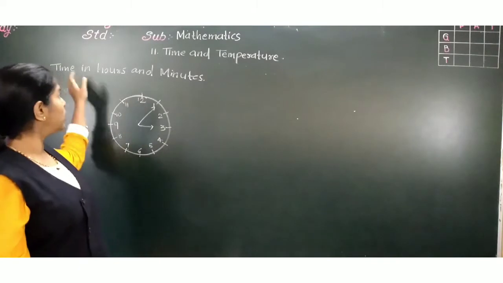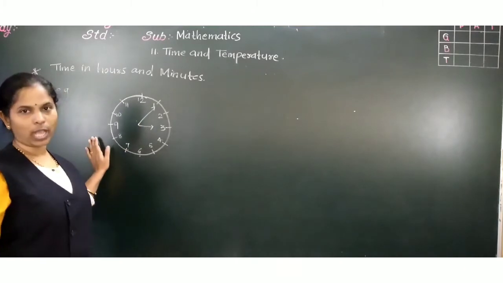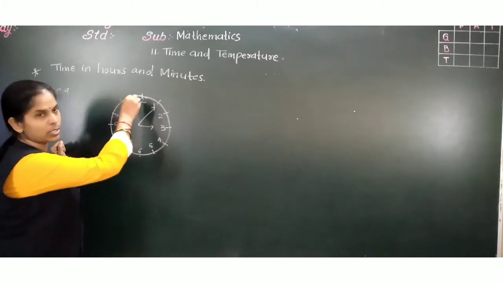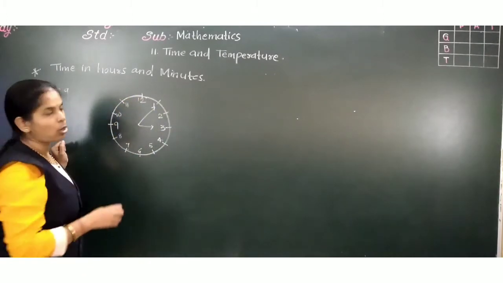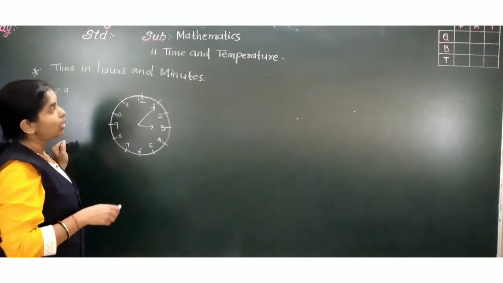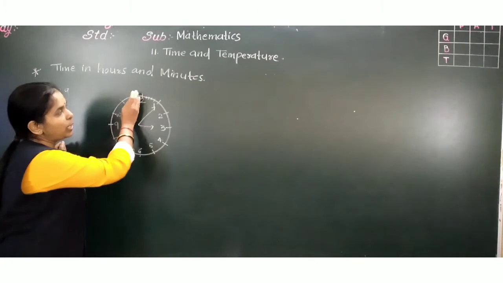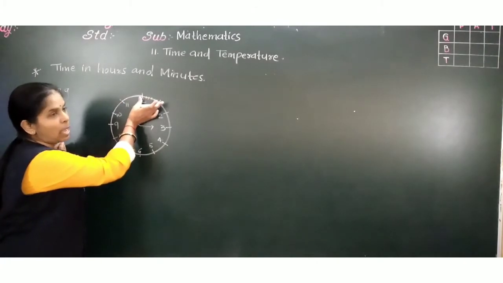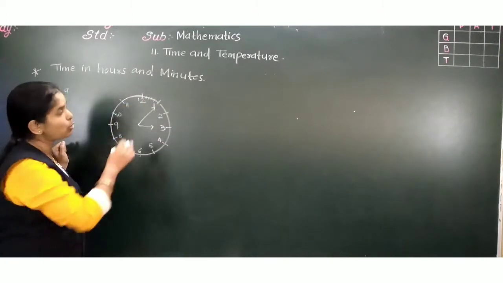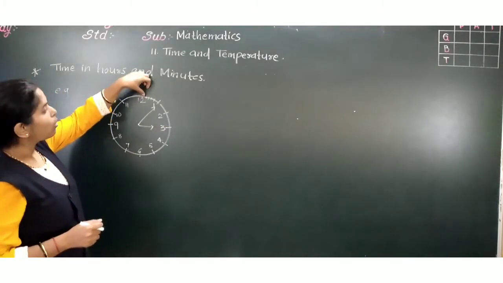Now students, we are going to learn time in hours and minutes. See here, I have drawn a picture of a clock. In the clock, there are 12 numbers shown on the face or dial. From 1 to 12 these numbers are there, and if you observe, between 1 and 2 there is a gap of 5 minutes. Here also 5, 5, 5, everywhere. These gaps are of 5 minutes, and each small line is called 1 minute.